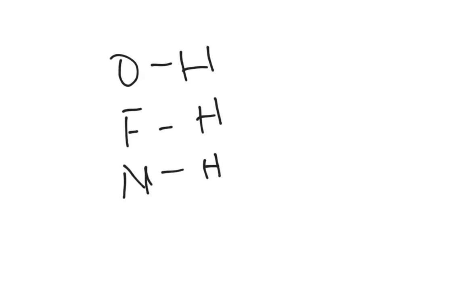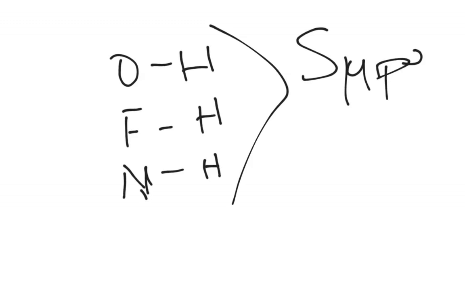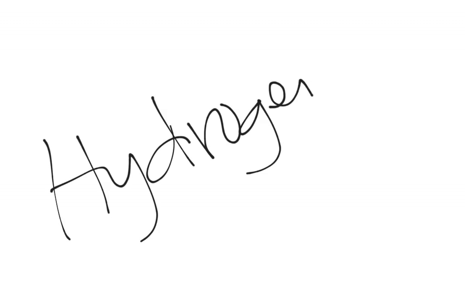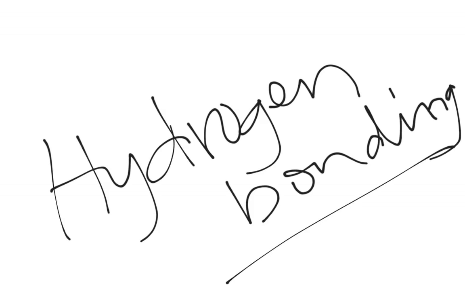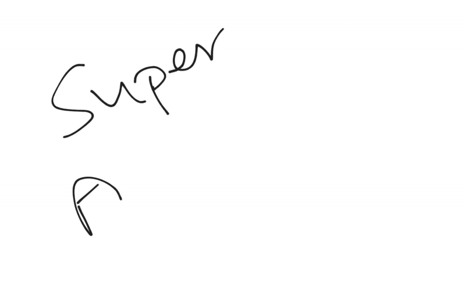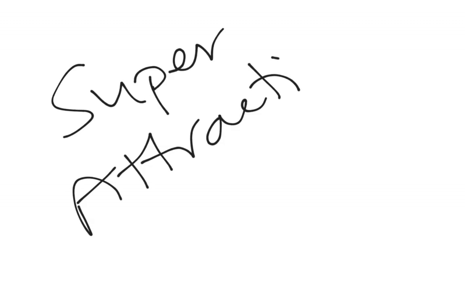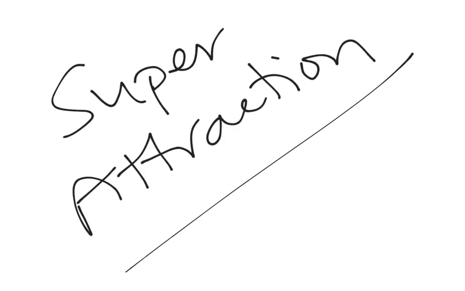If the molecule has in it an OH bond, an FH bond, so what we looked at, or an NH bond, these are dipole-dipole interactions, but they are super strong. So these are like the Superman of dipole-dipole interactions. So we actually give them another name, hydrogen bonding. And despite the fact that we call it hydrogen bonding, it is not a bond, it is a super attraction between the two molecules.